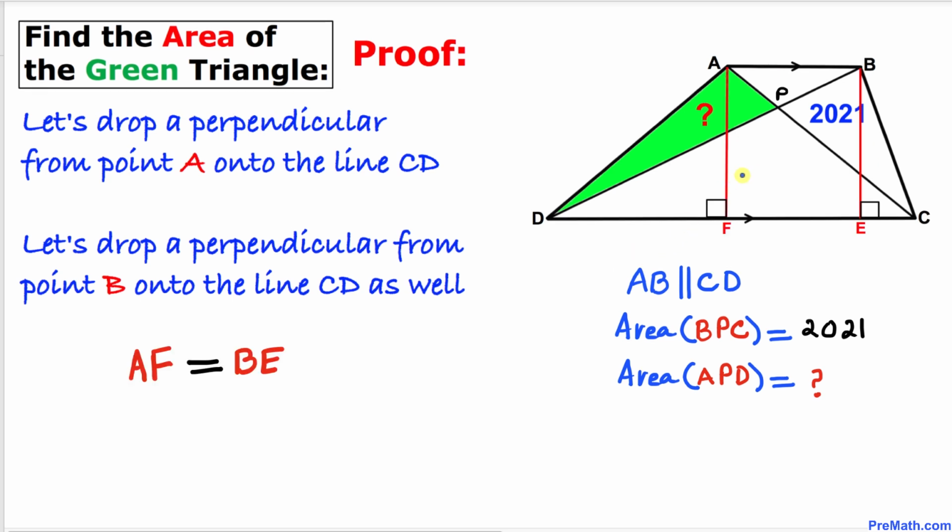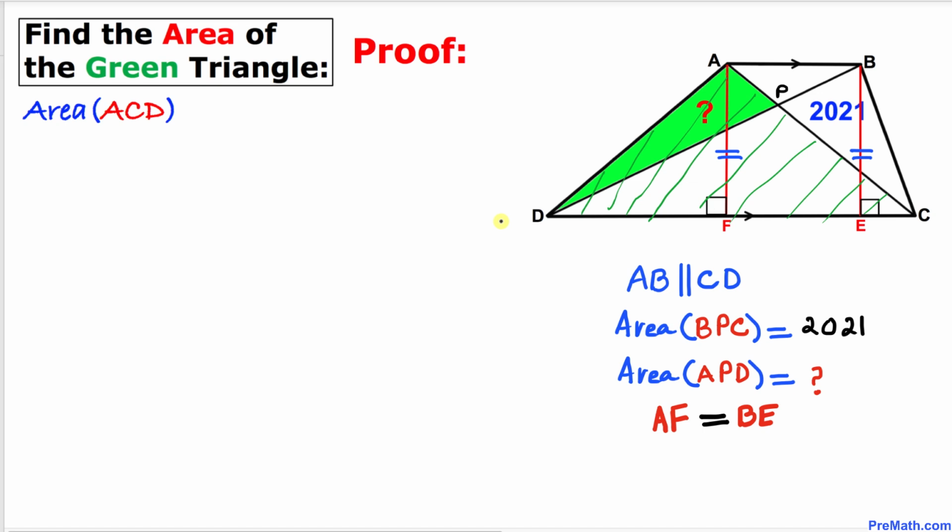And here's our much nicer looking diagram. One more thing to keep in mind: since these perpendiculars AF and BE are perpendicular onto line CD, line segment AF is equal to line segment BE. And here's our next step.